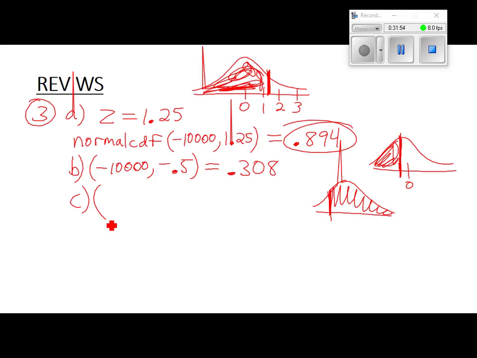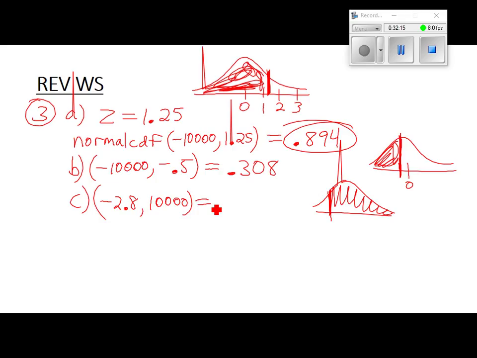What's our low limit this time? Negative 2.8. What's the high limit? 10,000. So we got to sort of turn it around. Otherwise, the calculator is always going to give you what's to the left. This time we want what's to the right.